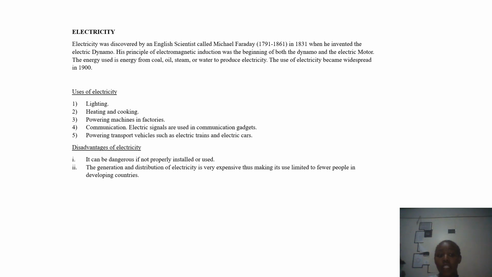Then we look at the uses of electricity. It is used for lighting. Most people are using electricity. It is used for heating and cooking. There are electric cookers. Then it is used for powering machines in factories. Mostly machines are powered by electricity.